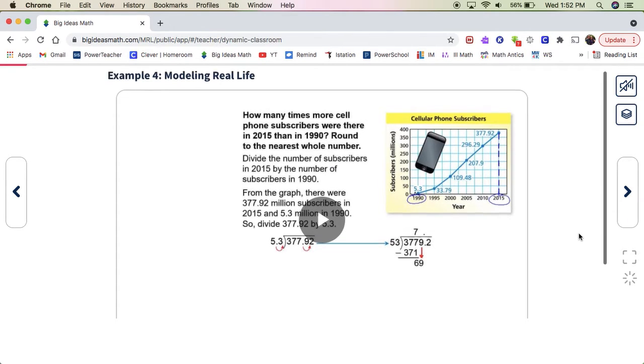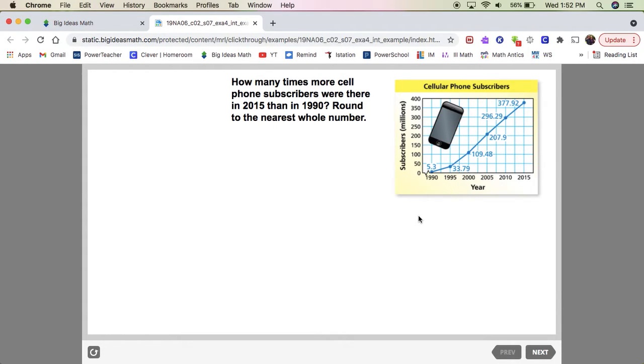All right, modeling in real life. How many times more cell phone subscribers were there in 2015 than in 1990? Round to the nearest whole number. So we're going to divide the number of subscribers in 2015 by the number of subscribers in 1990. Because it's how many times more, not how many more, but how many times more. So that's why we're going to divide. Inverse operation.